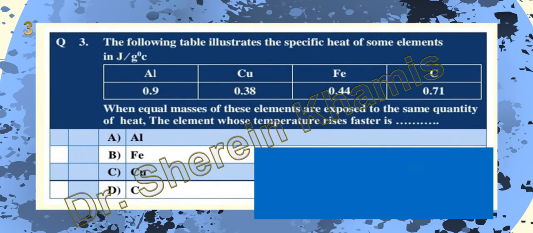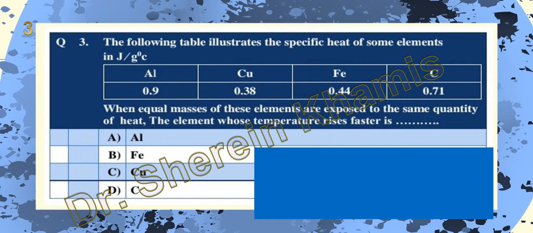Question 3 says that the following table illustrates the specific heat of some elements in joule per gram degree Celsius. Okay, we have 4 substances. It is a famous question for us. We have aluminium, copper, iron, and carbon. Each one has a specific heat. They have equal masses of these elements, and they are exposed to the same quantity of heat.